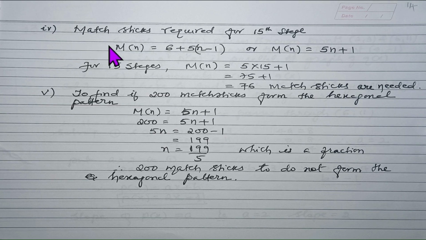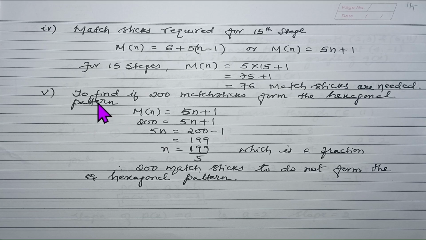Now also, in the second part we have to find out the matchsticks required for the 15th stage. So let us use the relation, that is a linear relationship. M of n is equal to 6 plus 5 into n minus 1. We want the 15th stage, so use 15 here. So it will be 5 into 15 plus 1, 75 plus 1. So 76 matchsticks are required to have 15 hexagons arranged.